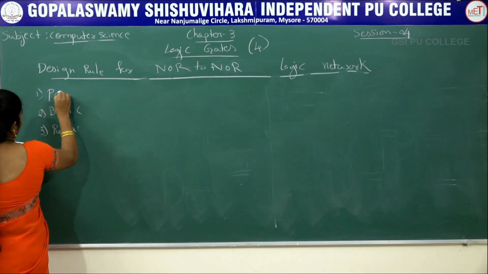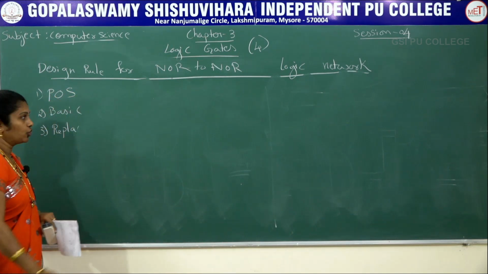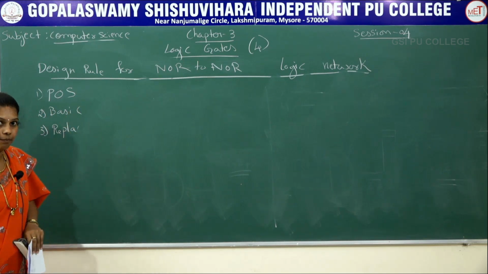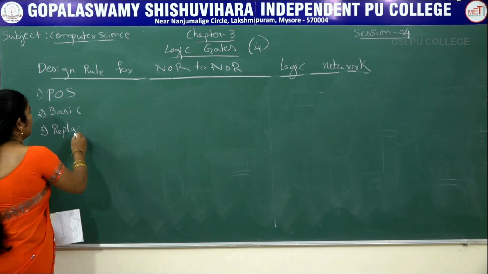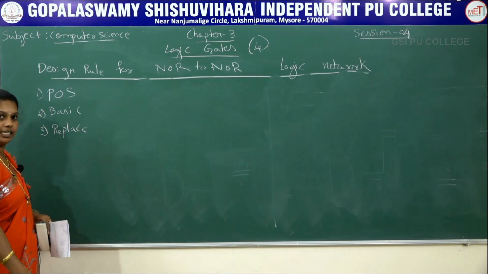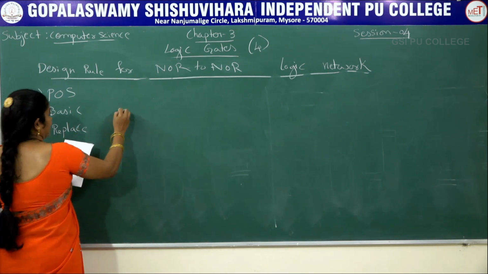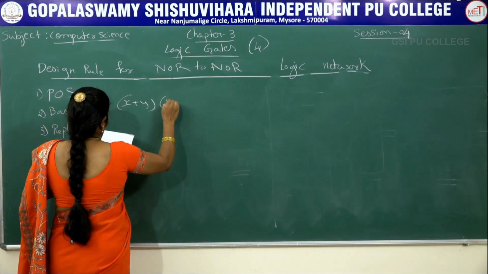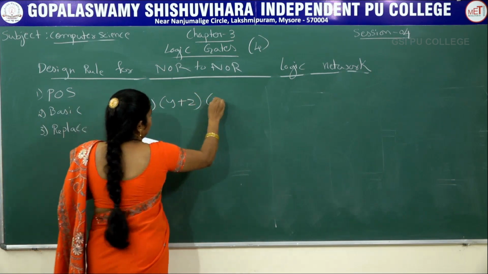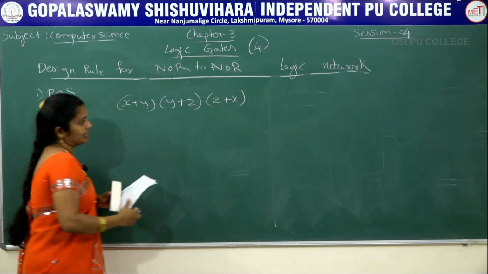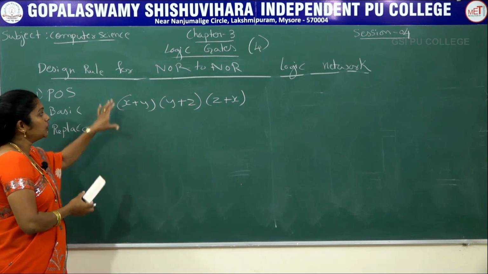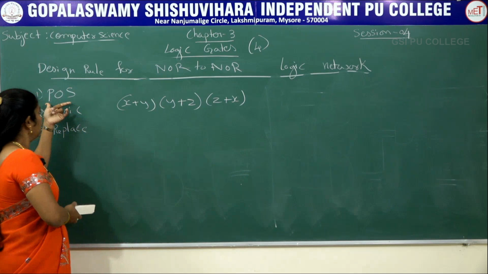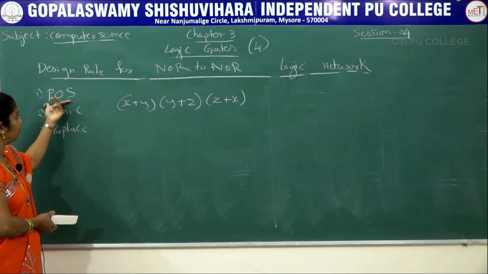First step, it has to be in the format of product of sum. Then next, you have to write the expression by using basic gates. Then replace all the basic gates by NOR symbol. Consider an example problem: X plus Y, Y plus Z, Z plus X. Consider this expression. Then how to write the circuit diagram by using only NOR symbol, that I am going to explain. First step. What is the first step?